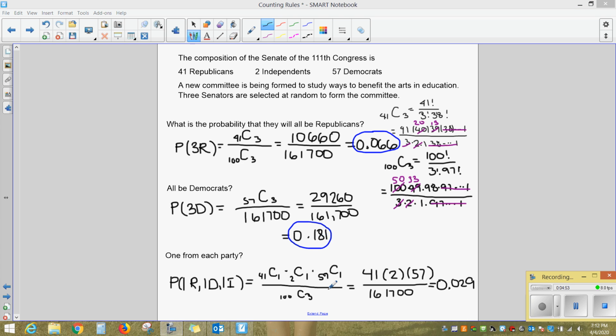If I have 41 people and I'm only choosing one of them, there's 41 ways to do that, and only 2 ways to do this, and only 57 from there. If we multiply those together and divide by this, we get 0.029. Just less than a 3% chance that it would be made up that way.